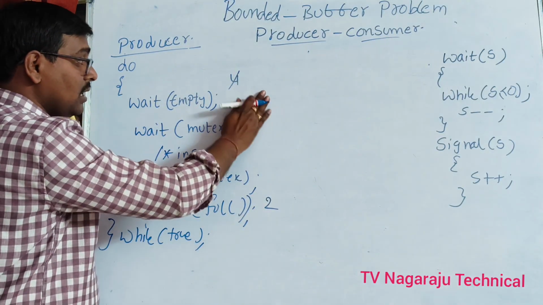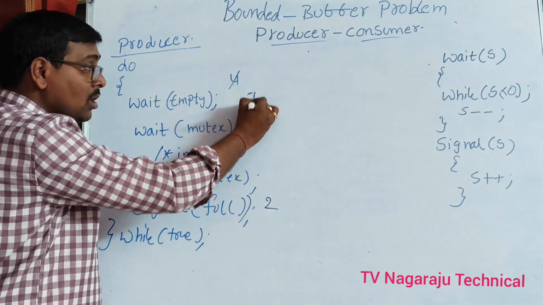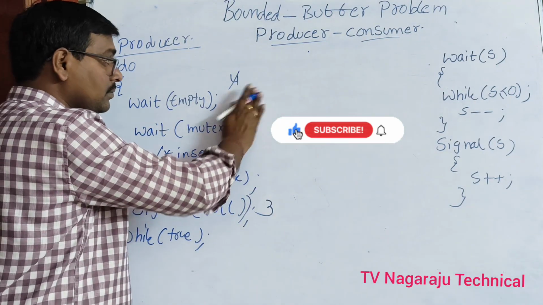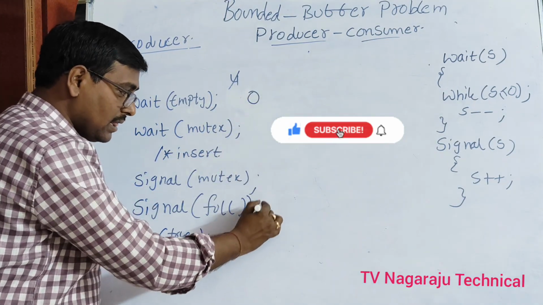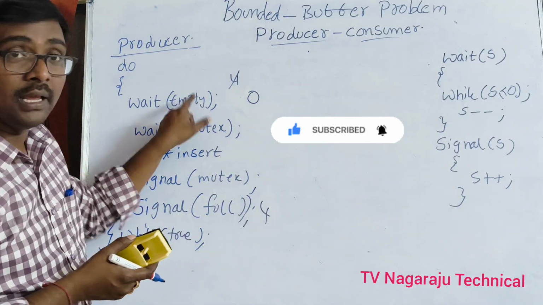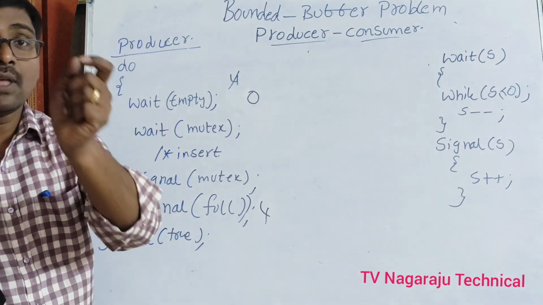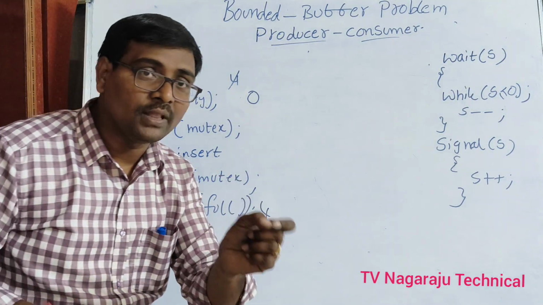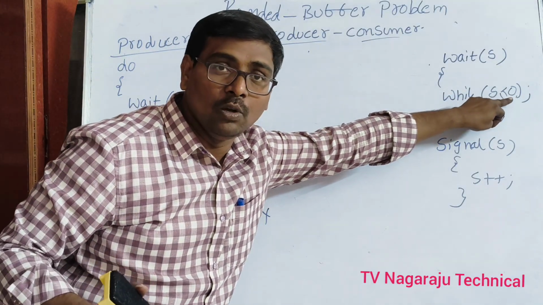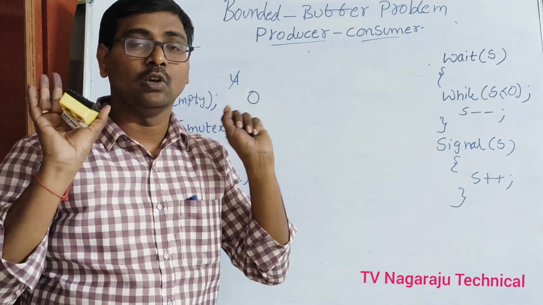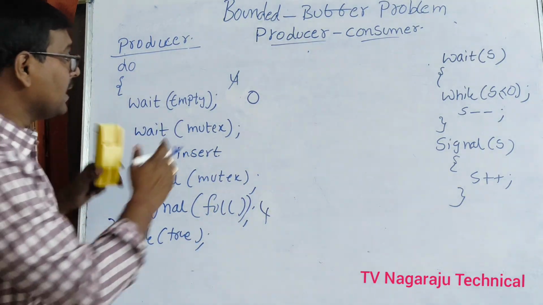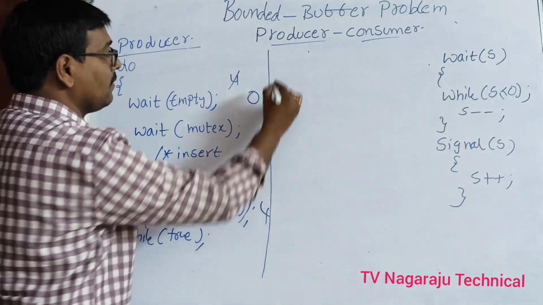In the next iteration, only 1 empty slot is there, 3 full slots. In the next iteration, 0 empty slots and 4 full slots. Now observe, in the next iteration, wait of empty. Now what is the value of empty? The value of empty is equal to 0. That means there is no available slot. 0 less than or equal to 0, so it is in an infinite loop. That is, until a slot is free, it needs to wait. Clear?